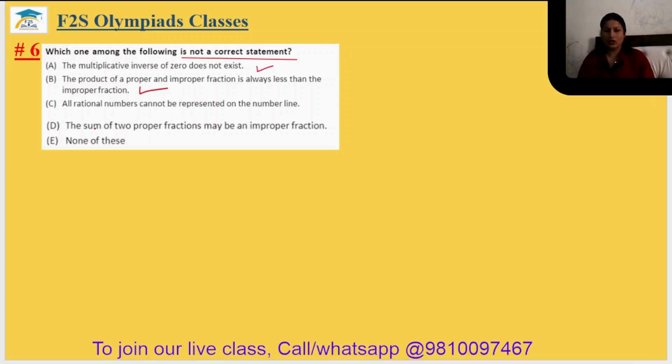Correct statement. All the rational numbers cannot be represented on the number line. No, it can be represented on the number line. So this is the wrong one. Option C is not correct. The sixth answer will be C.